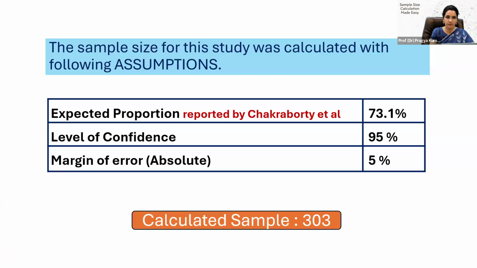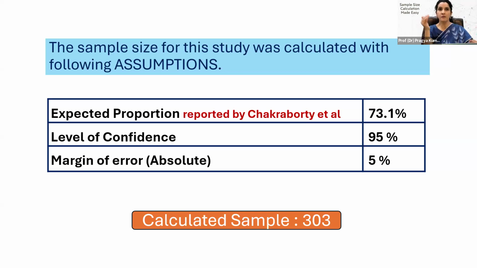So this parameter I have taken into my calculation. What assumptions have I set? I have set the expected proportion as 73.5%. That was the level of satisfaction. And I am doing this study in my setup. So remember, I am doing this study in my setup. That's why I have used this as a reference article. I will set the confidence level at 95%. And since this is a higher proportion, I will use the absolute margin of error.